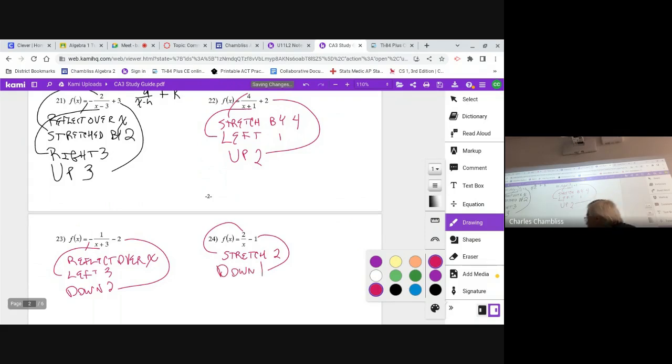Okay. Again, the f of x equals a over x minus h plus k. A gives you information about the size change. Is it stretched or shrunk? H is horizontal shift, k is vertical shift.